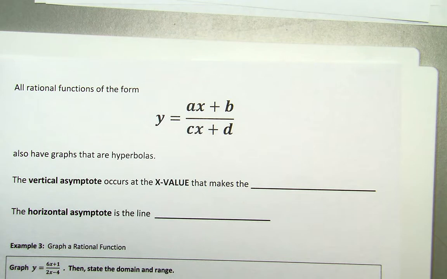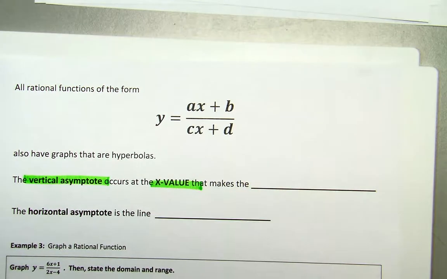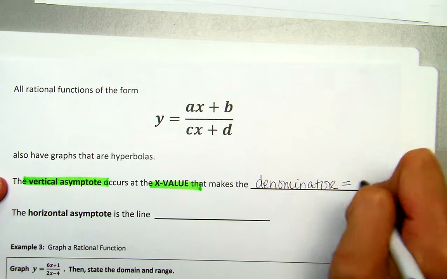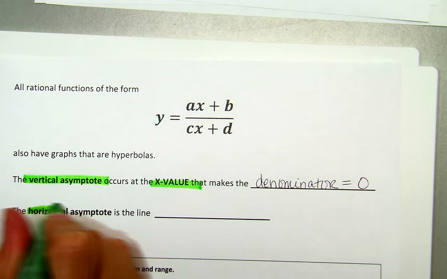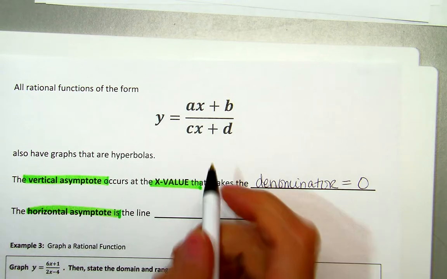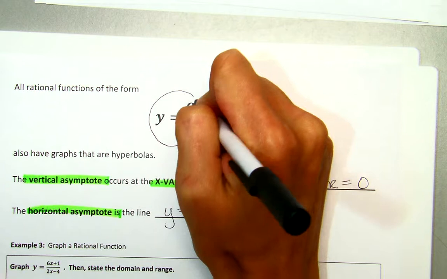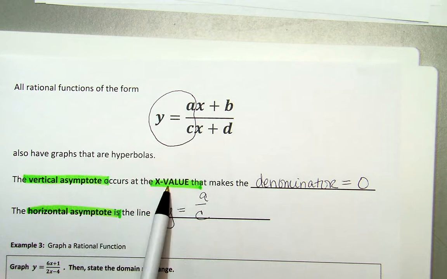When you have your rational functions in this form, there's two new pieces of information that are important to know. The first is your vertical asymptote occurs at the x value that makes your denominator equal to 0. Your horizontal asymptote is the line y is equal to a over c. So your horizontal asymptote is the line y is equal to a over c, and your vertical asymptote is the x value that makes your denominator equal to 0.